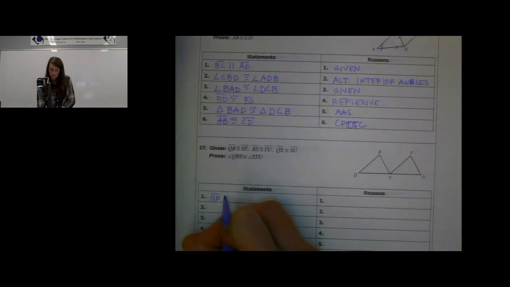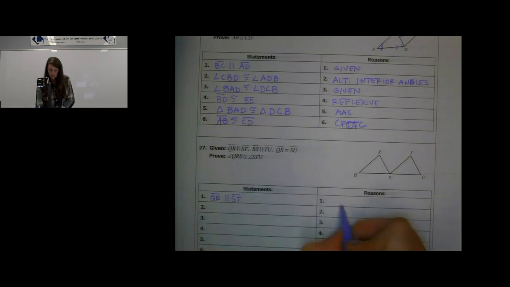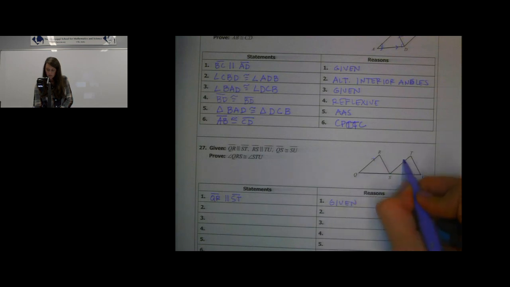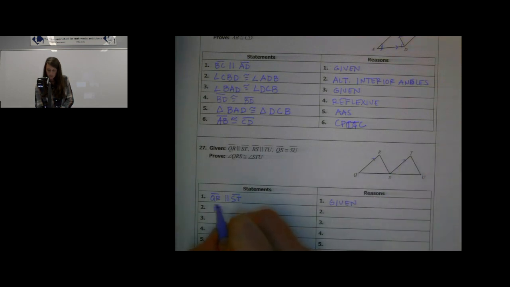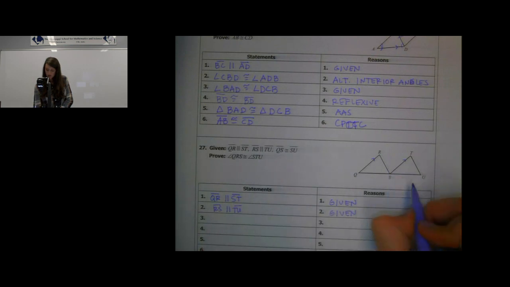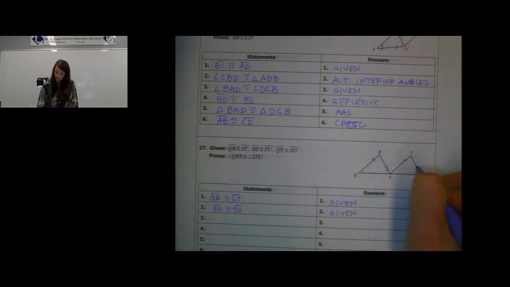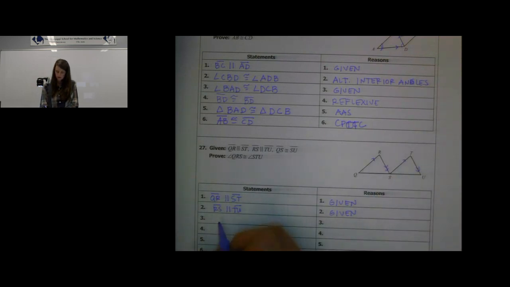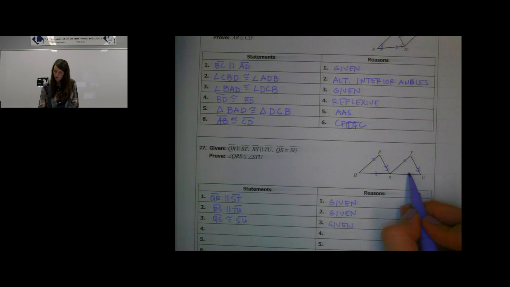All right, last one here. QR is going to be parallel to ST. That's given. RS is parallel to TU. I should put two little marks there. And then QS is going to be congruent to SU.